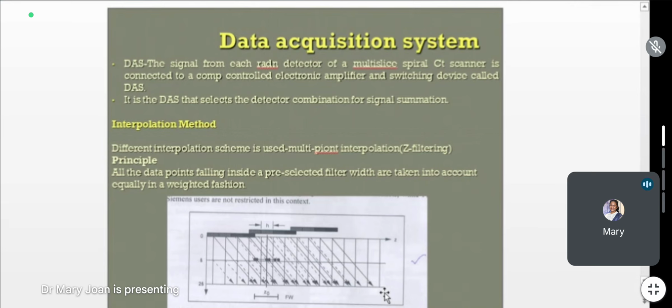Interpolation method: different interpolation schemes are used, multi-point interpolation, where instant filtering takes place. All the data points falling inside a pre-selected filter width are taken into account equally in a weighted fashion. We set a window width and all the signals falling in that will be given a particular weightage and added to the image input data.